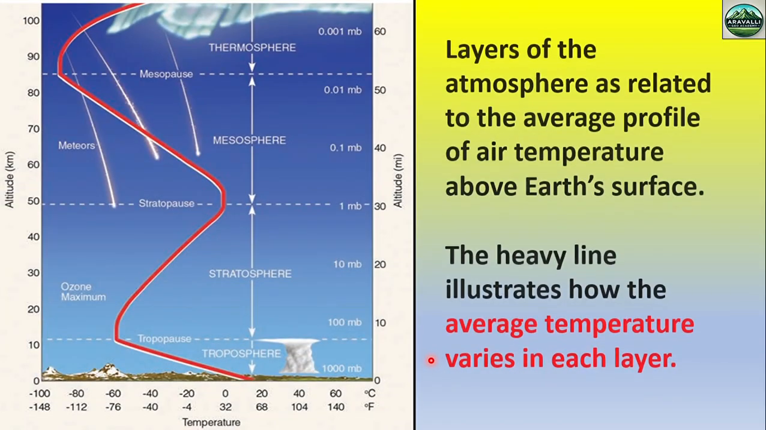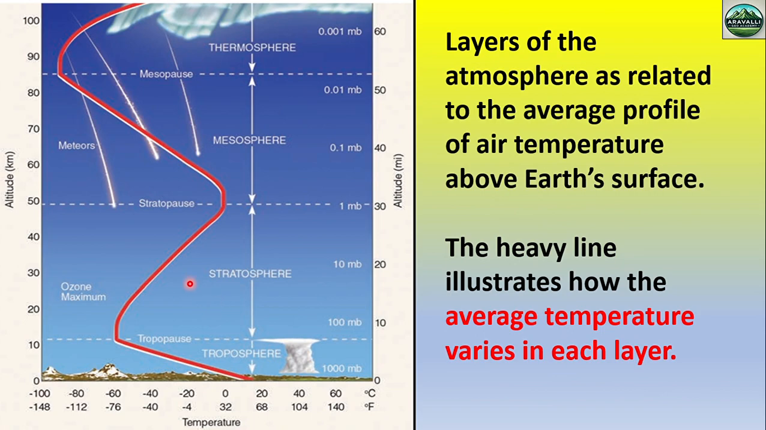So see this, this is a temperature profile. The layers of the atmosphere are related to the average profile of the temperature above the earth's surface. This is the average temperature profile. This red line indicates how the average temperature varies with each layer.